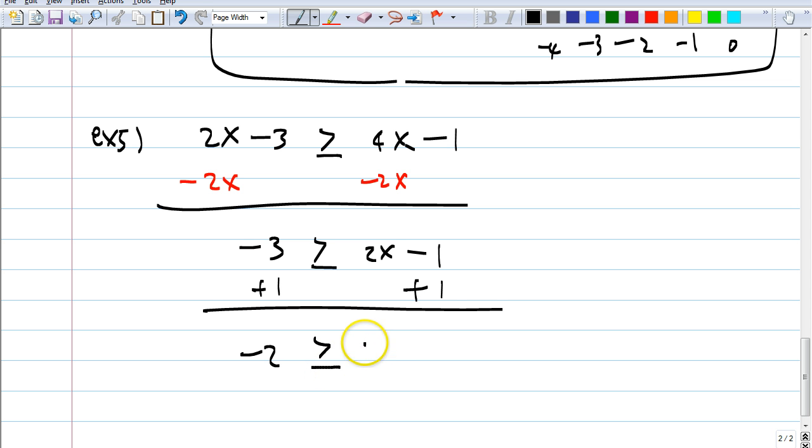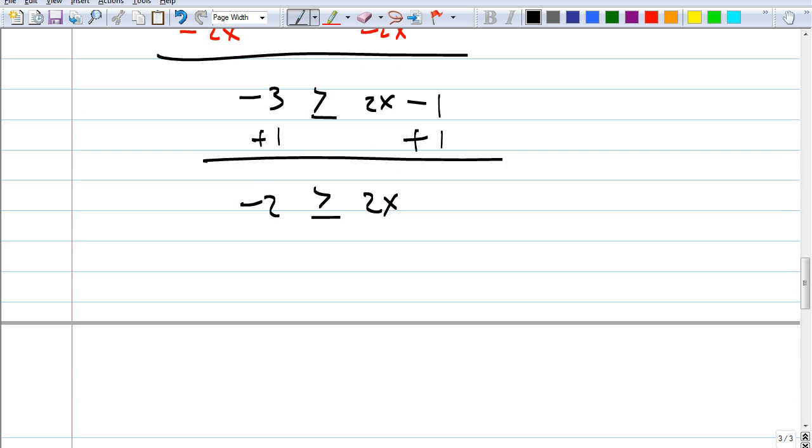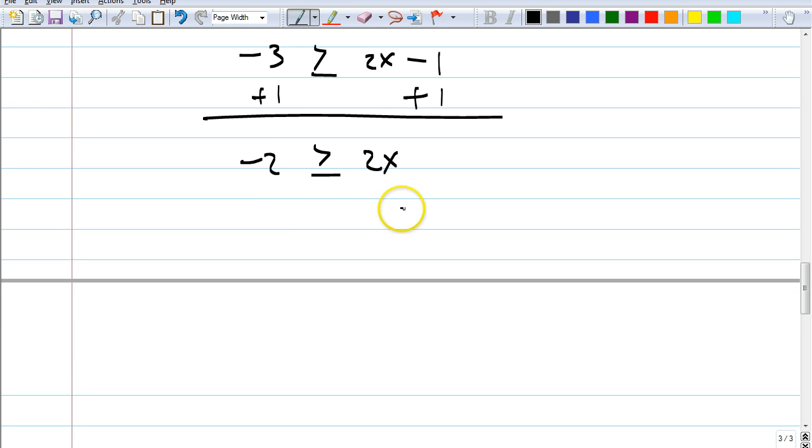What's left on the right side? I'm done, right? No, I'm not. Okay, I'm almost done. All right, Eric, tell me what to do next. Divide both sides by 2 is correct. Let's divide both sides by 2. Ian, tell me what I get. You get negative 1 is greater than or equal to x.